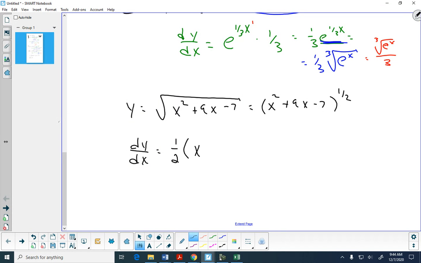So we have 1/2 x squared plus 9x minus 7 to the negative 1/2 power. Once again, a very common mistake here is people will do the 1/2 and then take it to the negative 1/2 power, but then they'll throw the derivative in here. They'll take the derivative of x squared plus 9x minus 7 and get that on the inside, which is incorrect. We have to chain that with respect to multiplication. We have x squared plus 9x minus 7, which hopefully by now we can say is 2x plus 9.